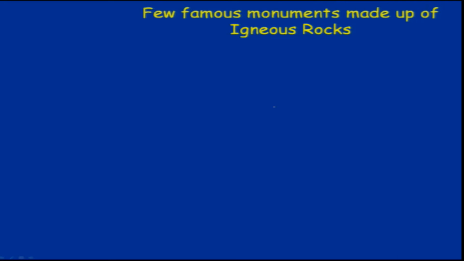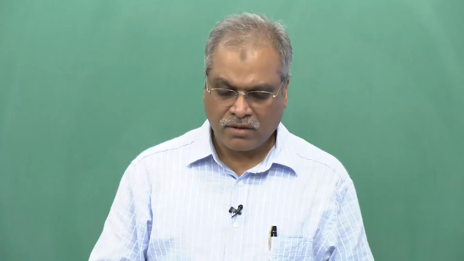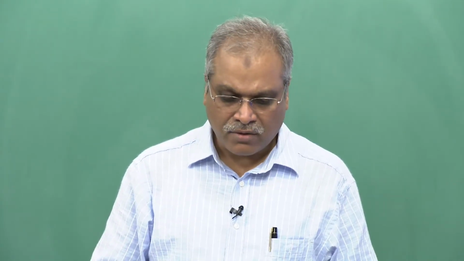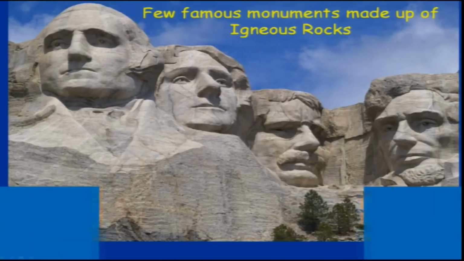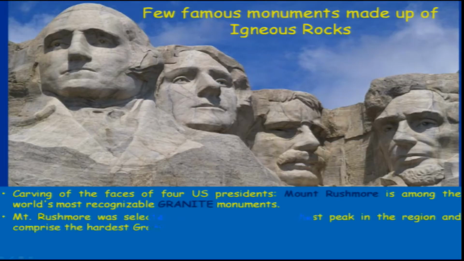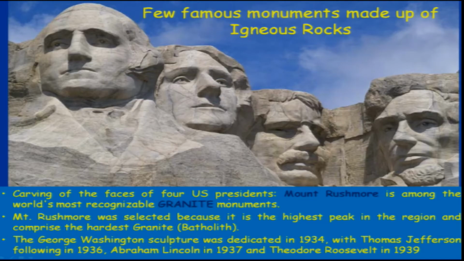So, a few famous monuments. I just wanted to complete this lecture by showing some of the monuments that have been built using mainly igneous rocks. If you look at this famous monument, this is Mount Rushmore in the US, which has been built on granite. The form of this is a batholith, so this is one of the batholiths comprised of granite where this famous monument has been constructed. It is a carving of the faces of 4 US presidents. You can read out who those actually are.